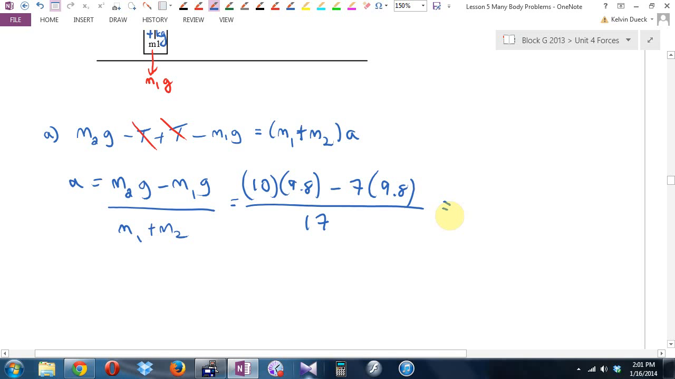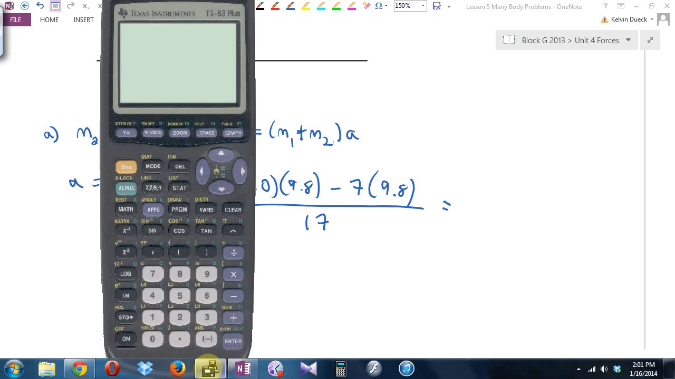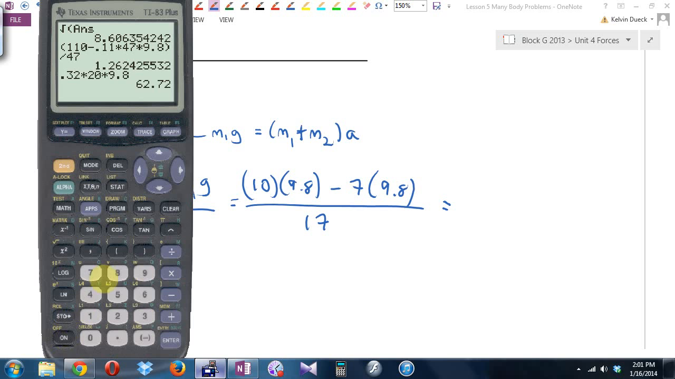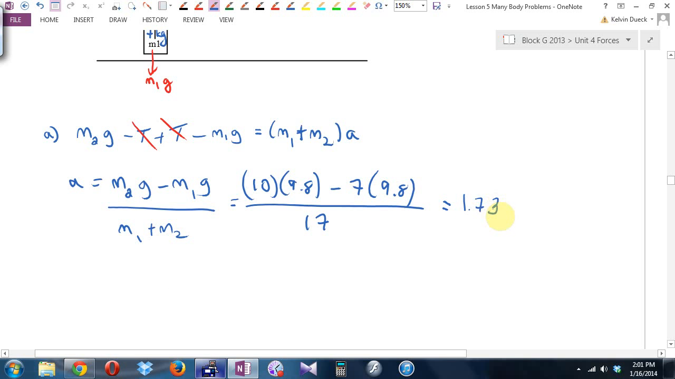Speaking of calculator, you need to know how to type this in, so try typing this in. Is there more than one number on the top? Better use brackets. Do you get an acceleration of, pretty small, I think. Yeah, 1.73. Yeah? Units, it's an acceleration. Okay?